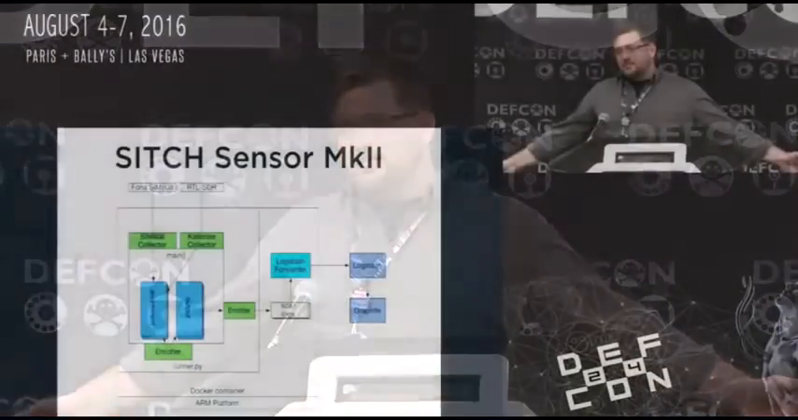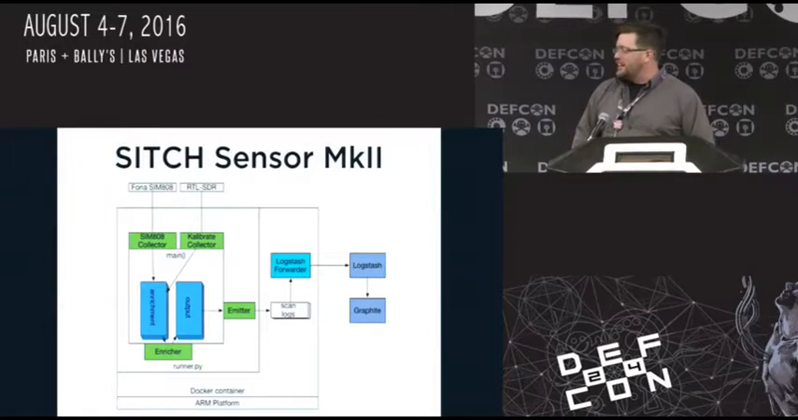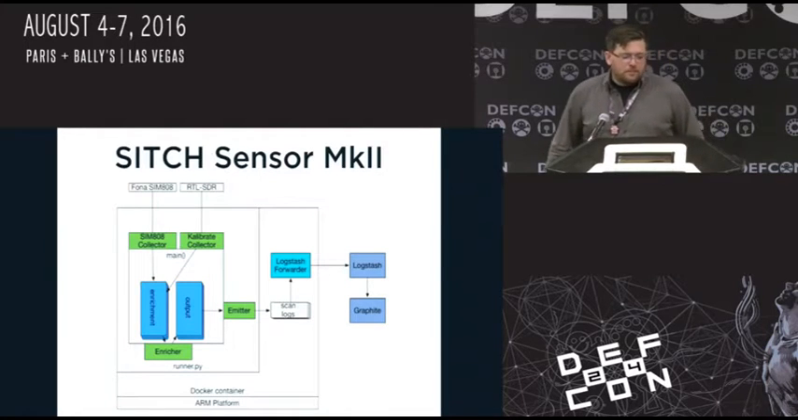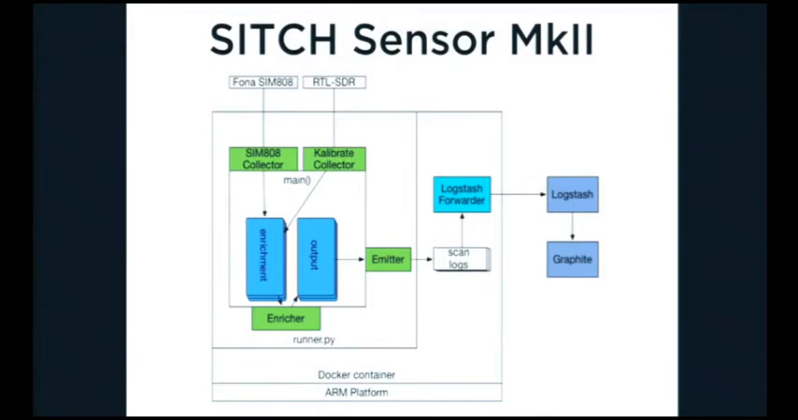So let's talk about the Mark II sensor and kind of the improvements I wanted to make before I showed anybody this ugly baby of mine. There's a component, the SIM808 collector, that interacts with a GSM modem to actually function in a way that's somewhat similar to the way the Android IMSI catcher detector works, by interacting with your phone's GSM components.